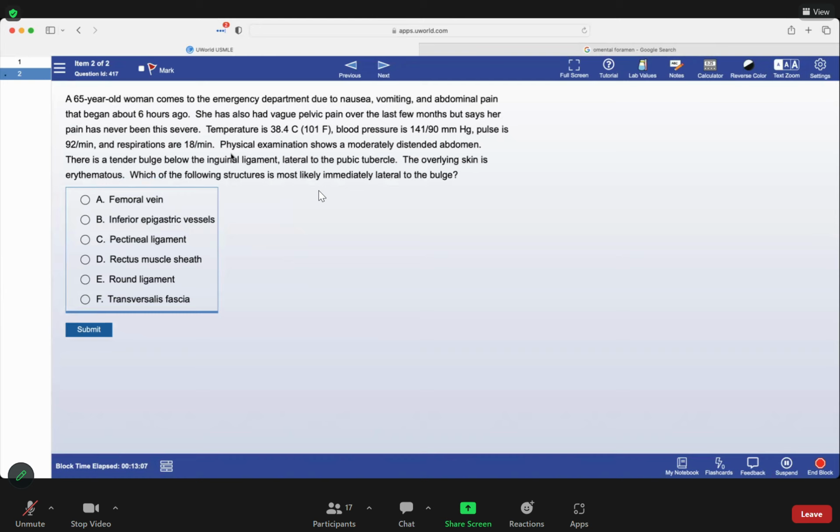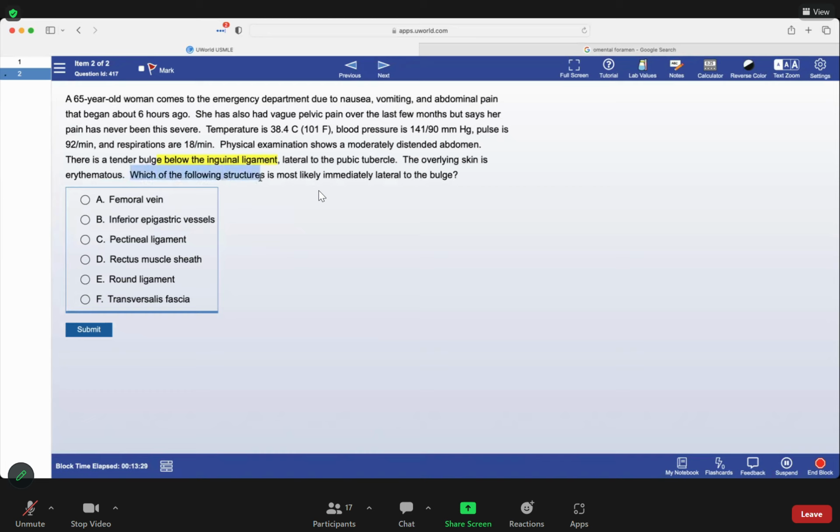Fever. Physical exam shows a moderately distended abdomen. There's a tender bulging below the inguinal ligament. So that says it's a femoral part. Okay, you are not dealing with the abdomen. Lateral to the pubic tubercle, that's most likely a femoral hernia. Okay, so this patient has a femoral hernia, but the overlying skin is erythematous.